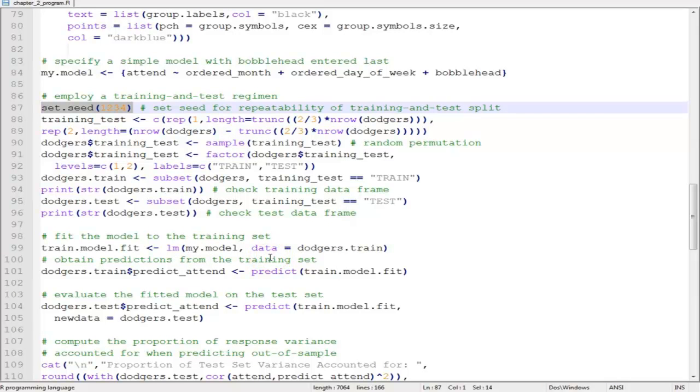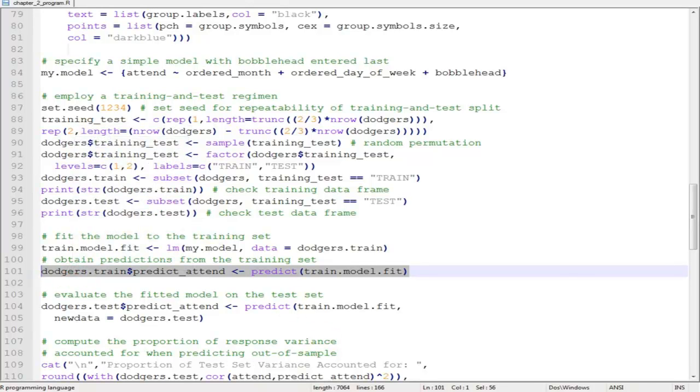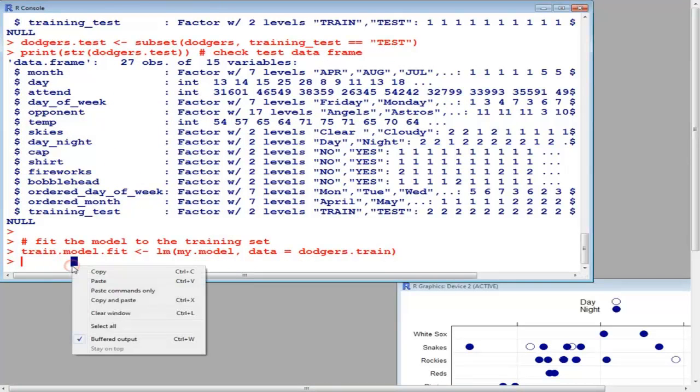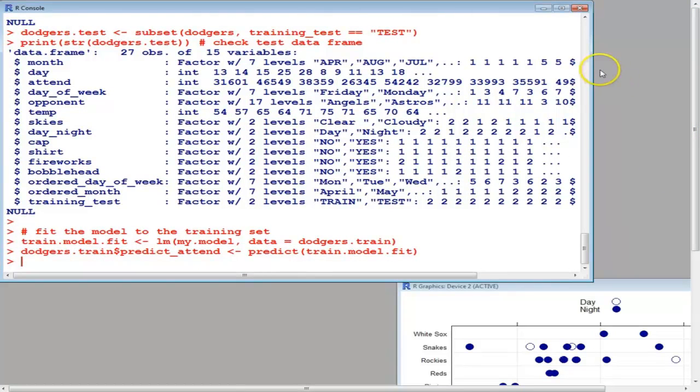So now what? Okay, now we've built this model. What's it called? Train.model.fit. And now we're going to make a prediction. So let's test this out. Let's do this. Run that code. Okay. And then let's see what that is.